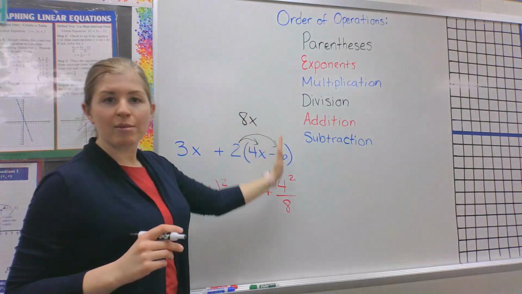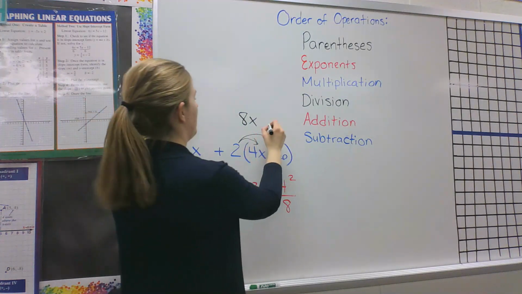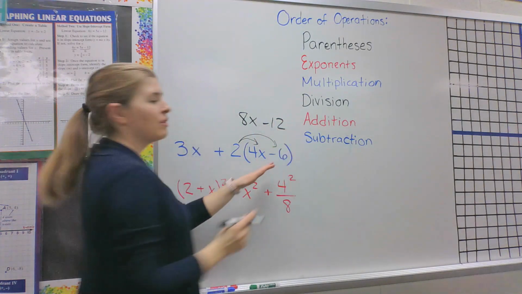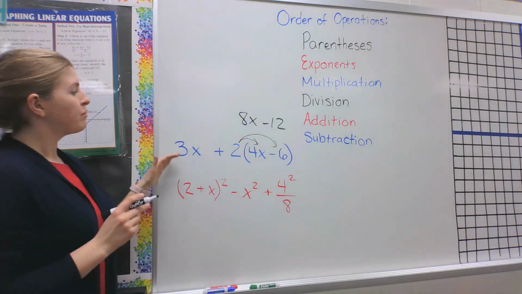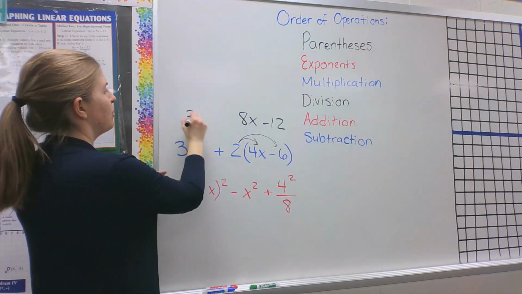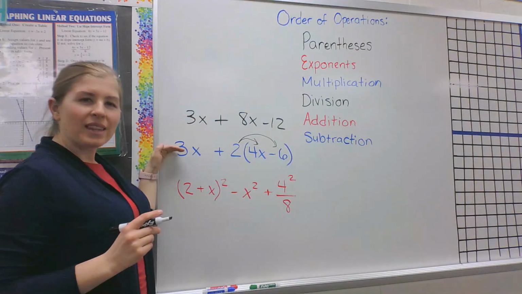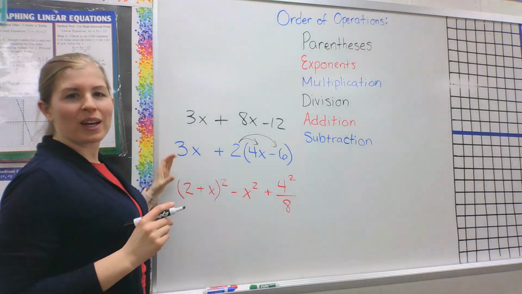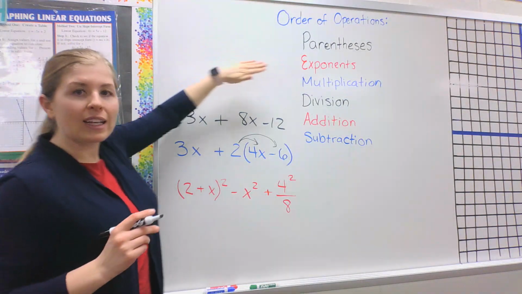And then 2 times negative 6, because we always keep the sign that's in front of the number. And that will give us a negative 12. Positive times a negative is a negative. So now we are left with 3x plus 8x minus 12. And this is where we're starting, and I'm moving back this way just because I've run out of room with this expression here. So next is exponents.